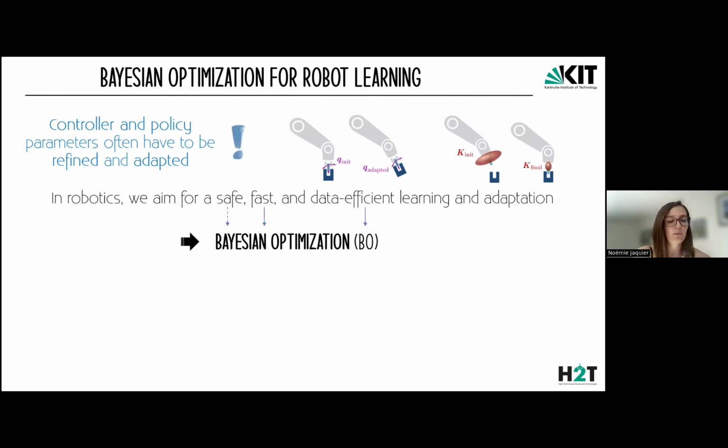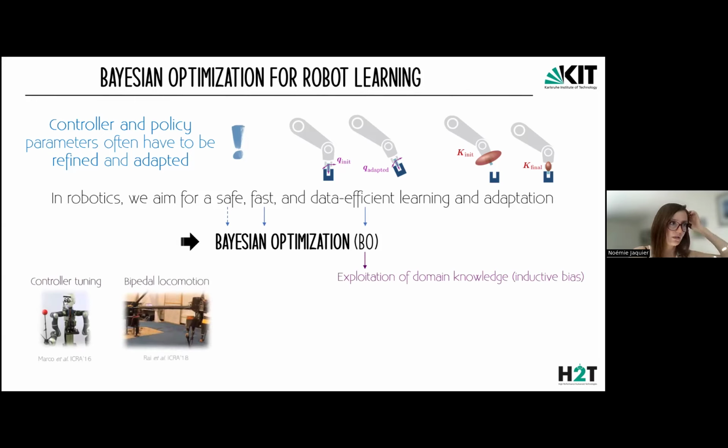The interest in Bayesian optimization has been growing in robotics because it is able to efficiently solve challenging optimization problems. One way to make Bayesian optimization even more efficient is to add some inductive bias, so basically some prior knowledge about your problem, directly inside the algorithm. This has been shown to improve the performance of Bayesian optimization in several types of problems.